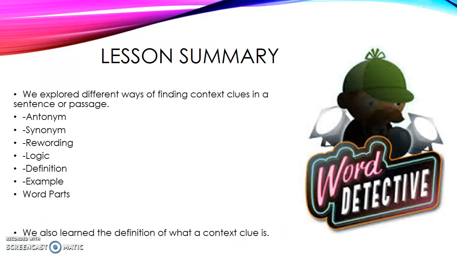Good job. So, lesson summary, we explored different ways of finding context clues in a sentence or a passage. We know that we can identify and use context clues such as antonyms, synonyms, rewording, logic, definitions, examples, and word parts to help us with understanding what a certain word is that we may not be familiar with. We also learned the definition of what a context clue is.